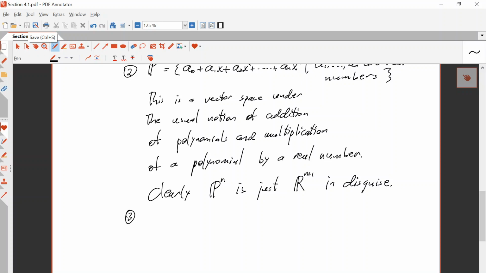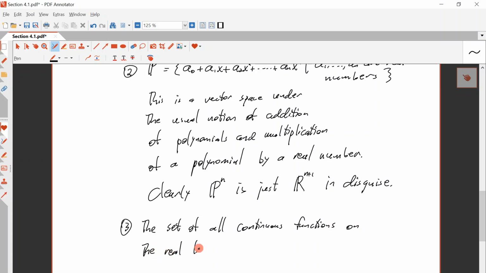Third example, and here's one that's actually not Rn. It is in a way, it's R infinity, but it's a little something different. And this is really an extension of number 2, is the set of all continuous functions on the real line.